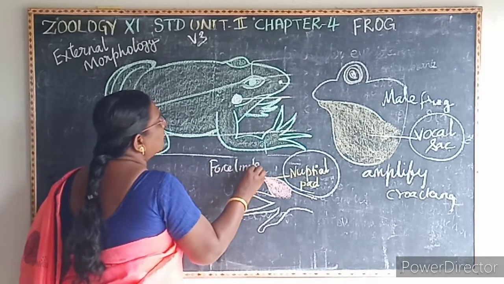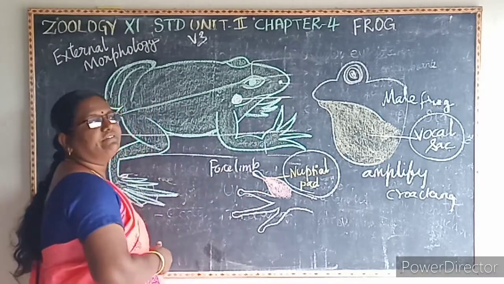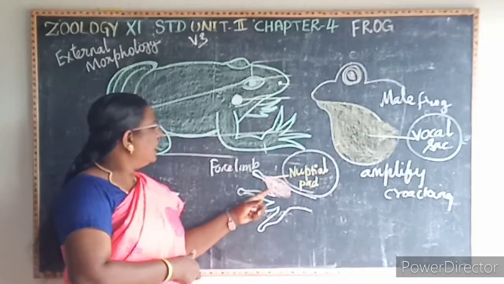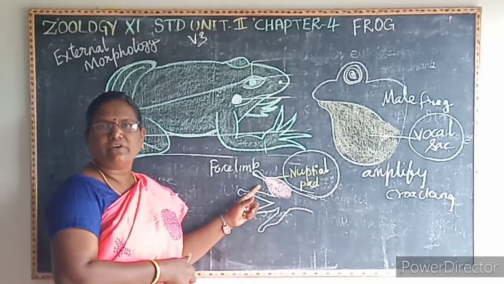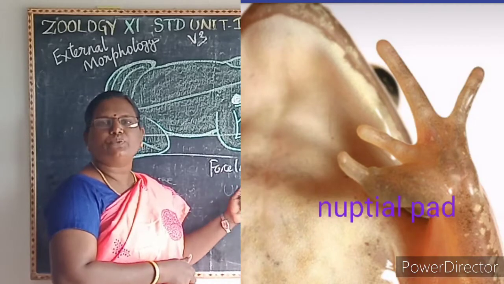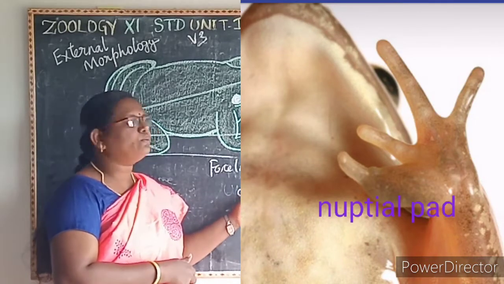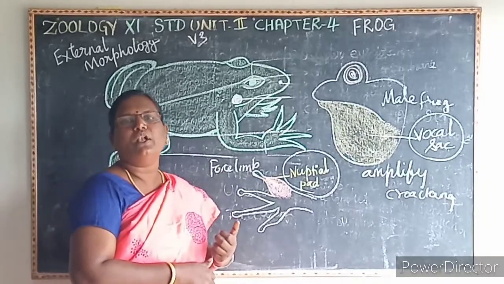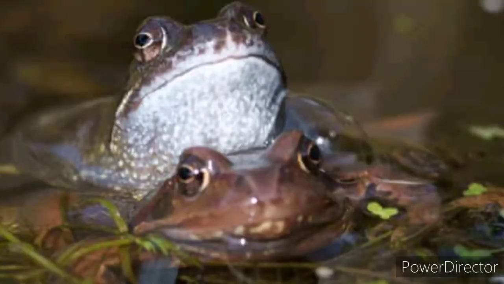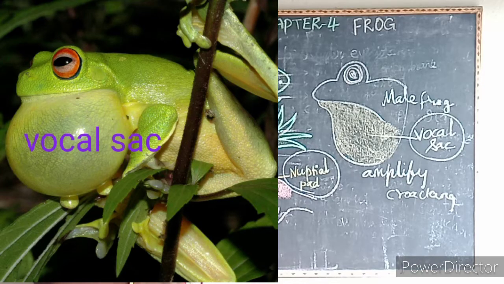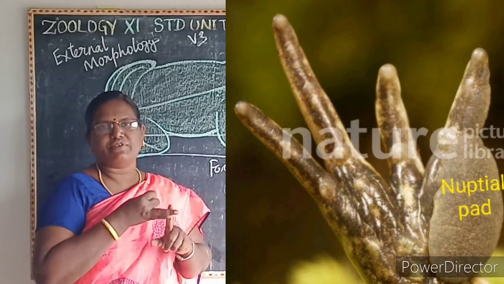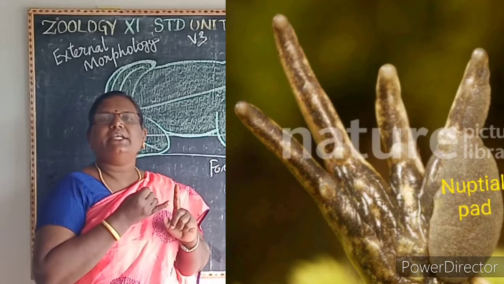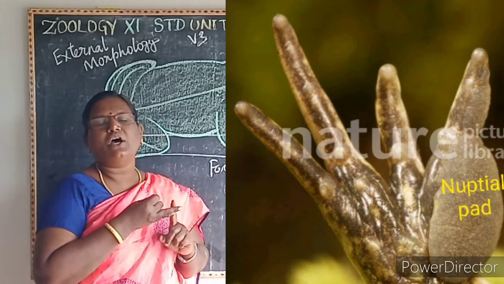That is in the first digit of the forelimb. There is a swelling on the first digit of the forelimb. This swelling is known as what? Nuptial pad. It helps to hold the female during copulation. So what is the difference between the male frog and the female frog? In the male frog, you can see the vocal sac and the nuptial pad. In the female, the vocal sac and the nuptial pad are absent.